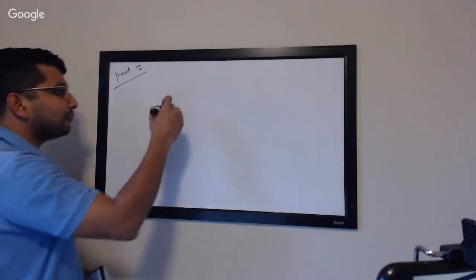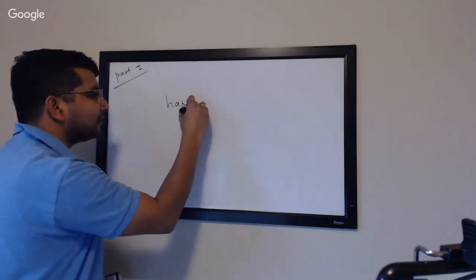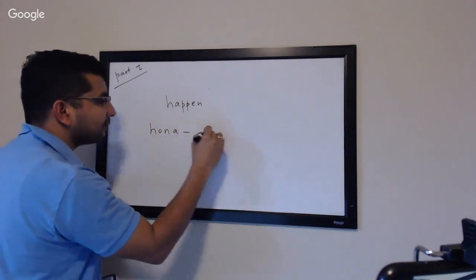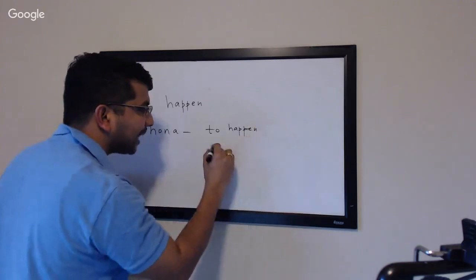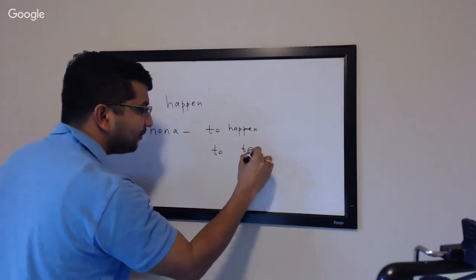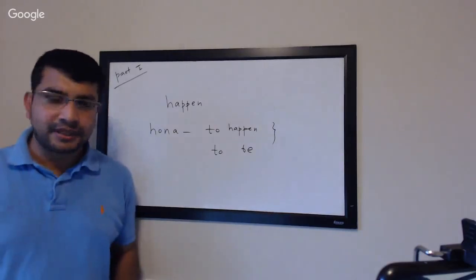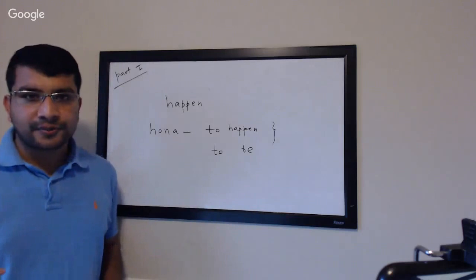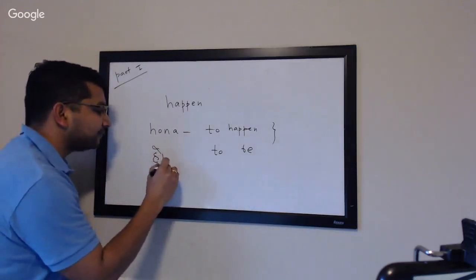So for those of you who are new to the topic, when we talk about Hona, it is like to happen or to be. Primarily, wherever there's a notion of something is happening or you're describing a state of something, it's basically the to be form of the word. Okay, you can think of that as Hona.